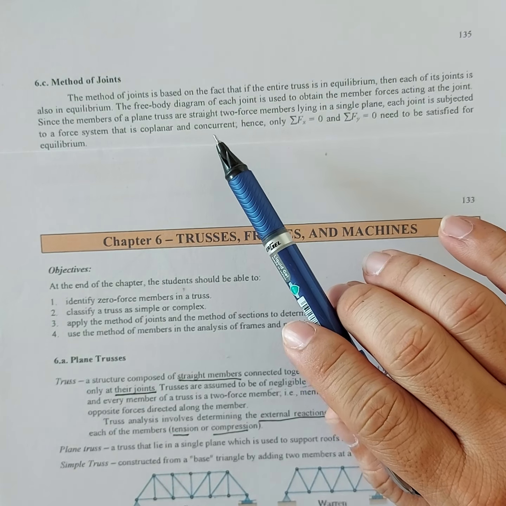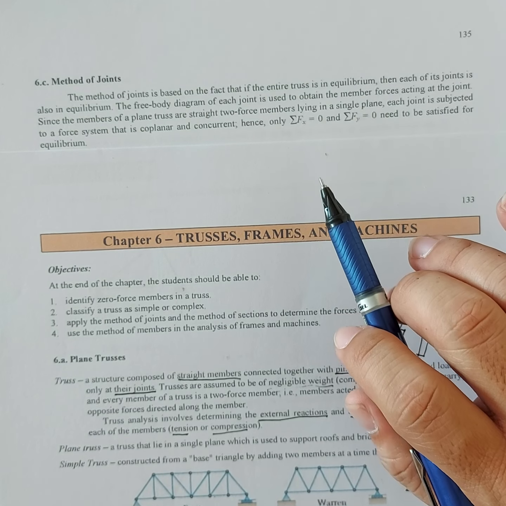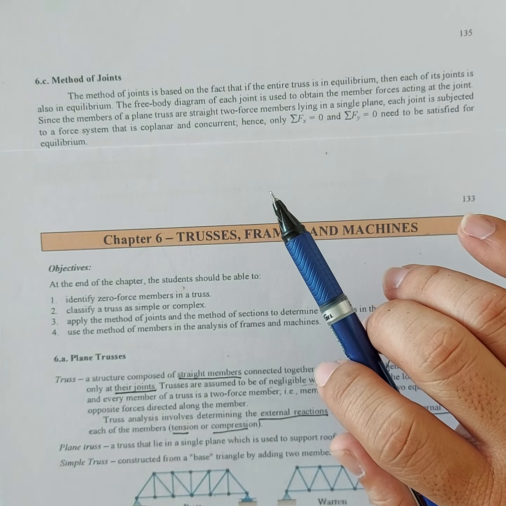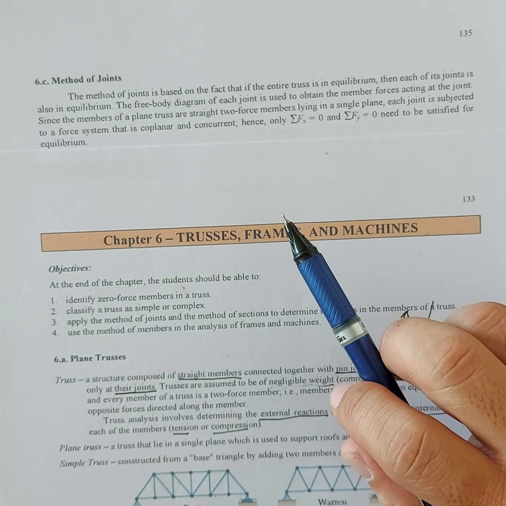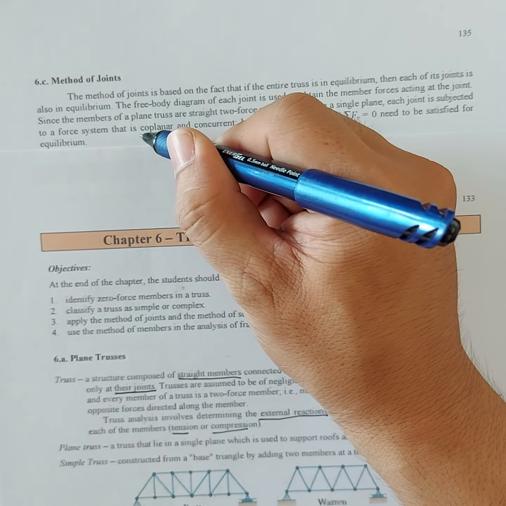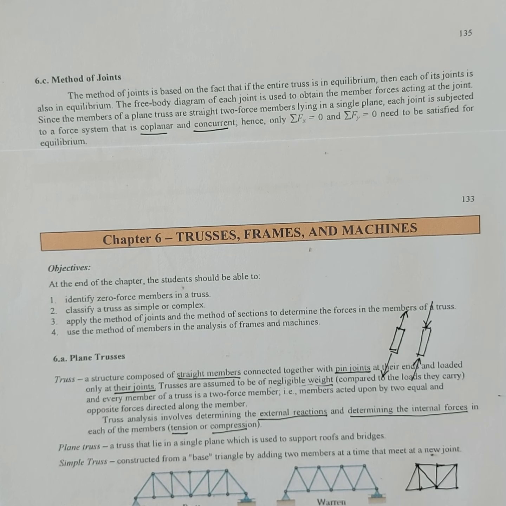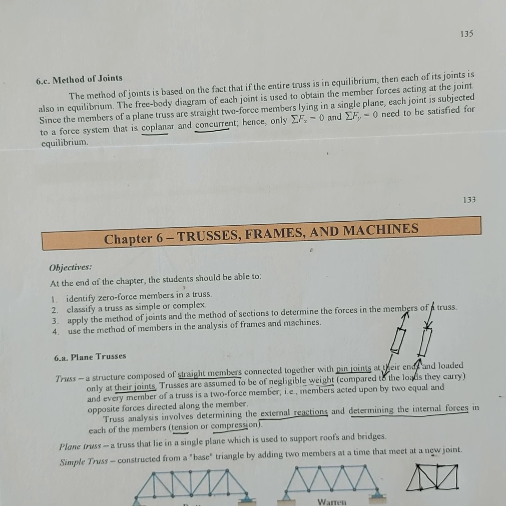So the free body diagram of each joint is used to obtain the member forces acting at the joint. Since the members of the plane truss are straight two-force members lying on a single plane, each joint is subjected to a force system that is coplanar. And concurrent, so forces that lie on the same plane and at the same time are concurrent. When concurrent, they intersect, no? There is an intersection.